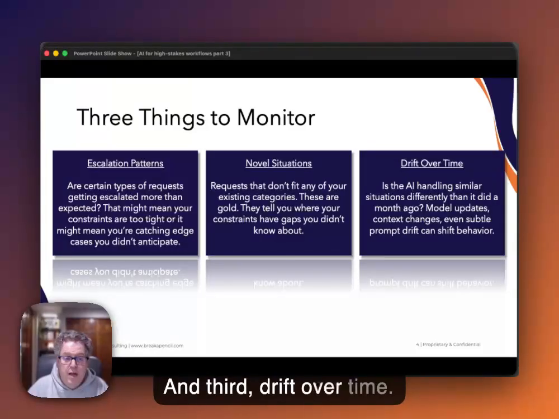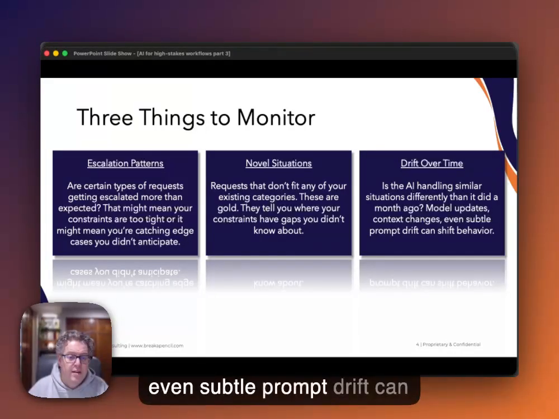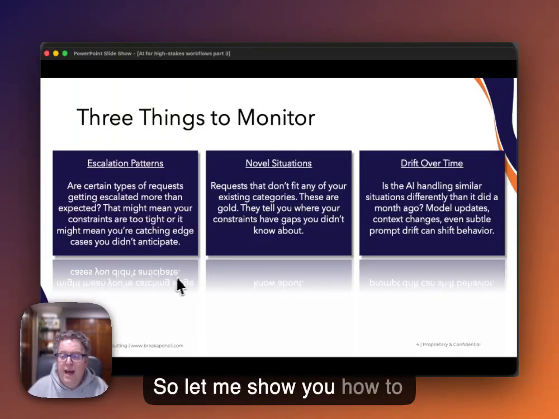And third, drift over time. Is the AI handling similar situations differently than it did a month ago? Model updates, context changes, even subtle prompt drift can shift behavior. So let me show you how to set this up.